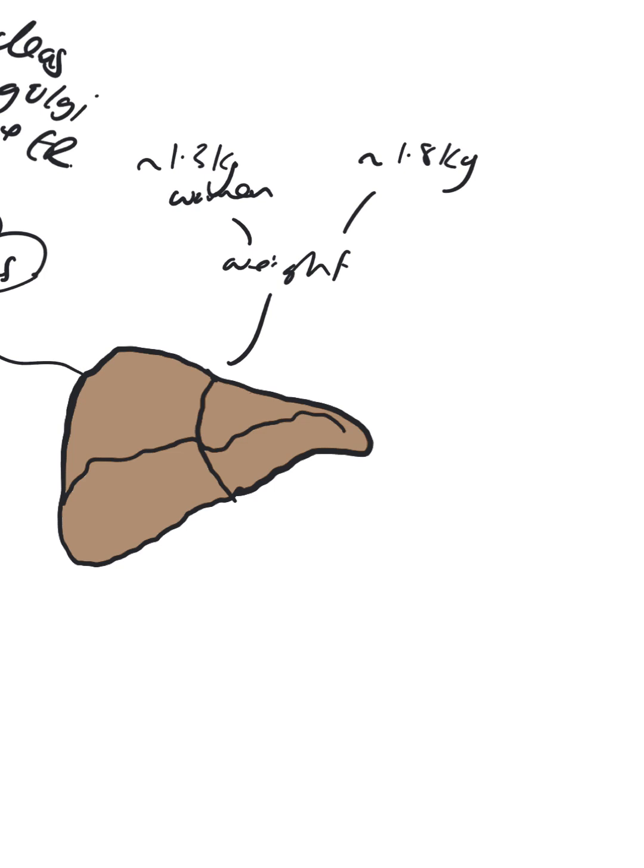So the next thing to note about the liver is its weight. If we're looking at the weight of the liver, we're looking at approximately 1.3 kg for a female, and then approximately 1.8 kg for your male. Okay, so we do see a slight difference between the average weight between the genders. We can also start to note its wider structure past the hepatocytes.